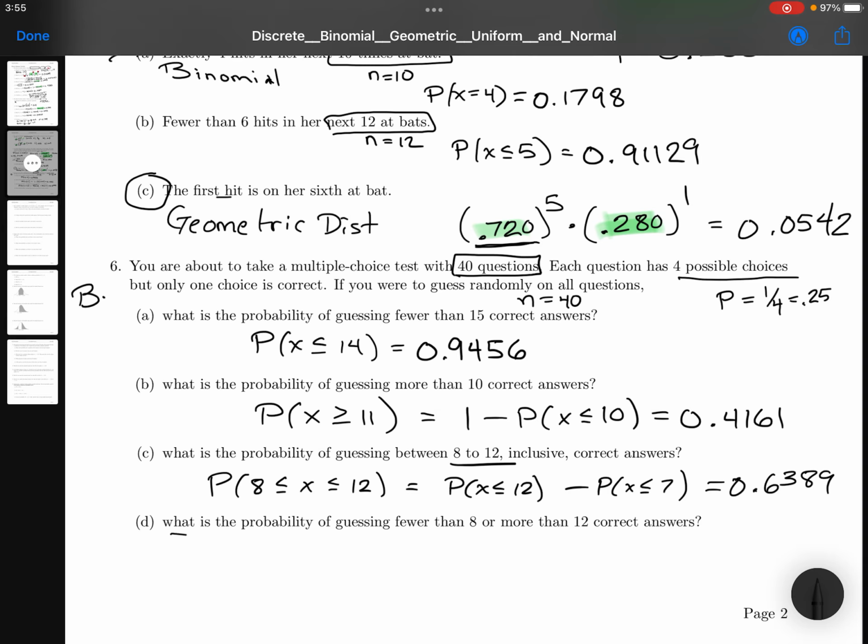What is the probability of getting fewer than 8 or more than 12? Well, fewer than 8 or more than 12 is the opposite of what I just asked. So it's 1 minus the probability that x is between 8 and 12. So it's 1 minus 0.6389. All right, so let's figure that one out. 0.6389. We get very close to 0.3611.